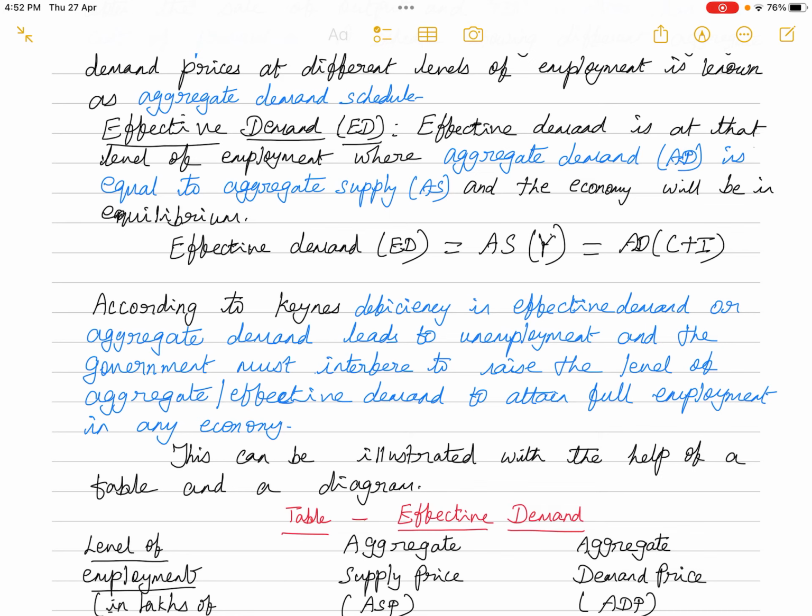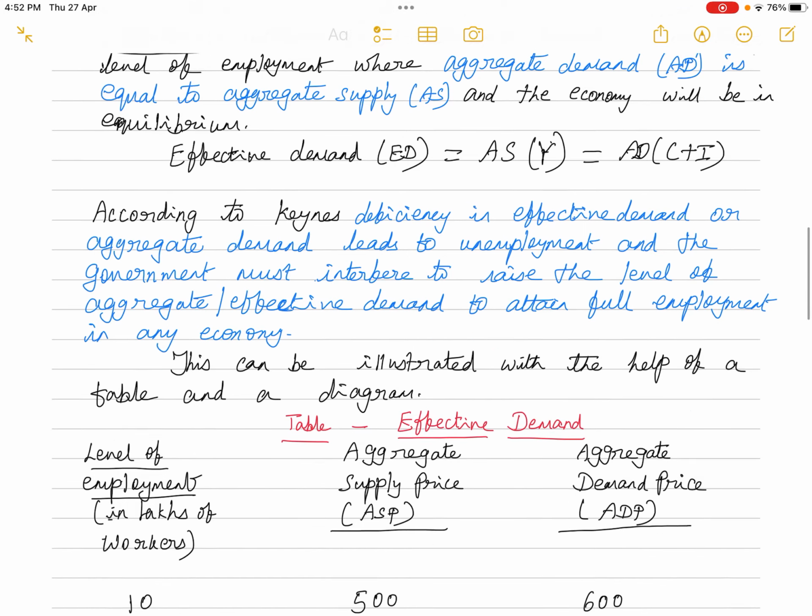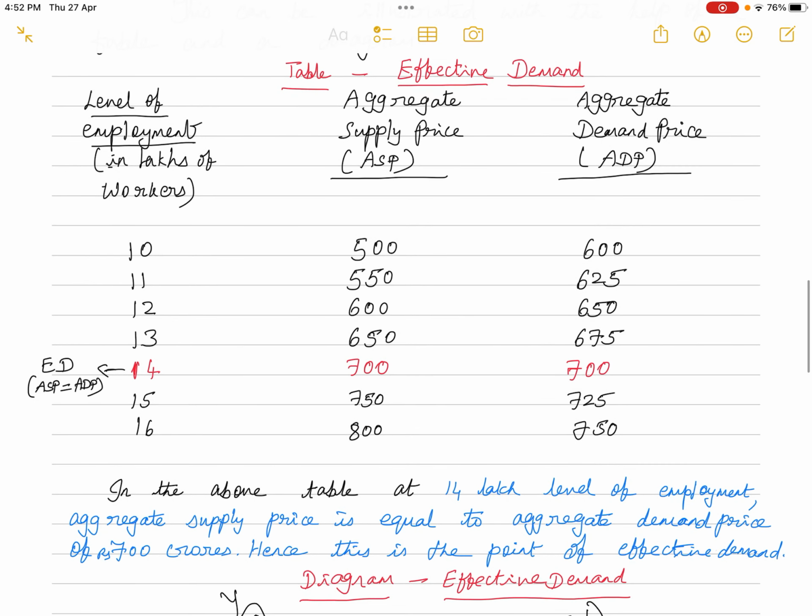Now I'll explain this to you in the form of a table and diagram. You will be able to understand it better, and this is the way you have to write the answer also. Moving on to the table. The first column is the level of employment, since we are taking the country as a whole, in lakhs of workers. The second column is the aggregate supply price, ASP, and the third column is the aggregate demand price, ADP.